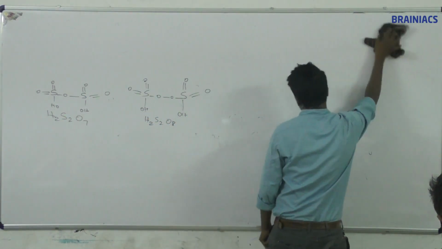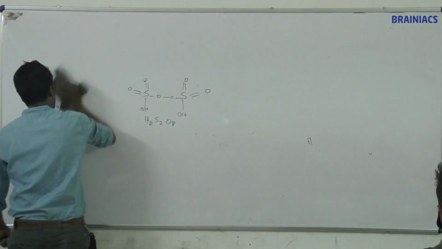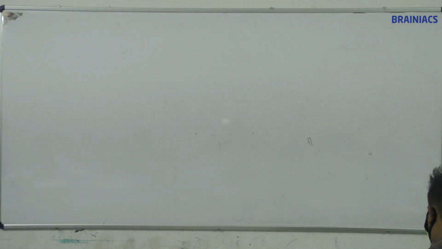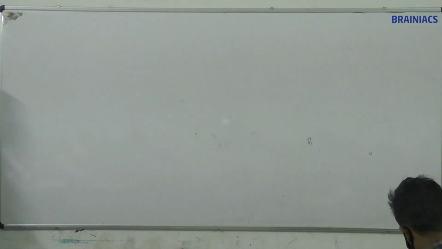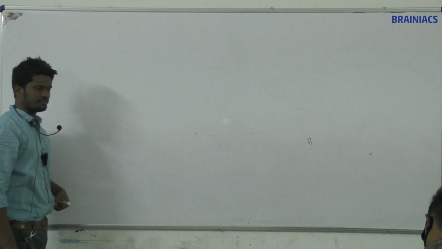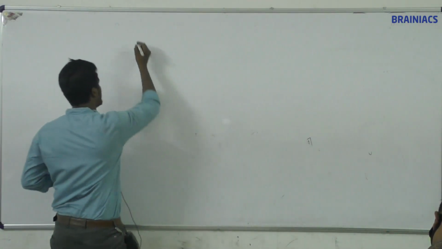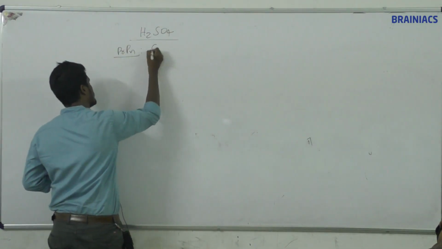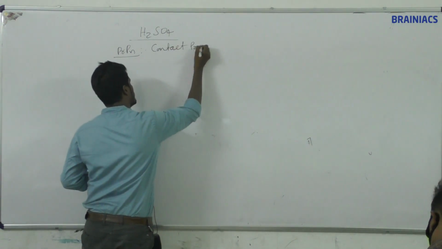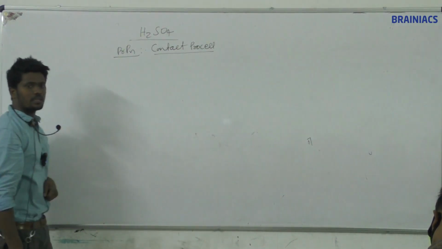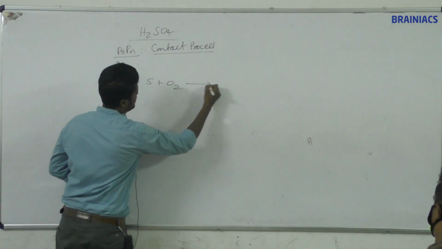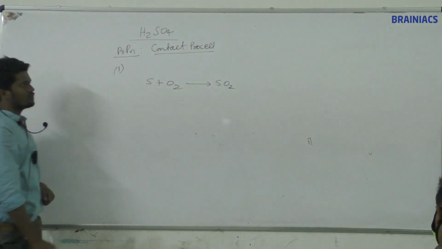So what is the commercial preparation of sulfuric acid? Contact process. The commercial preparation of sulfuric acid is the contact process. H2SO4, sulfuric acid, preparation by which process? Contact process. Okay, it involves 3 steps.